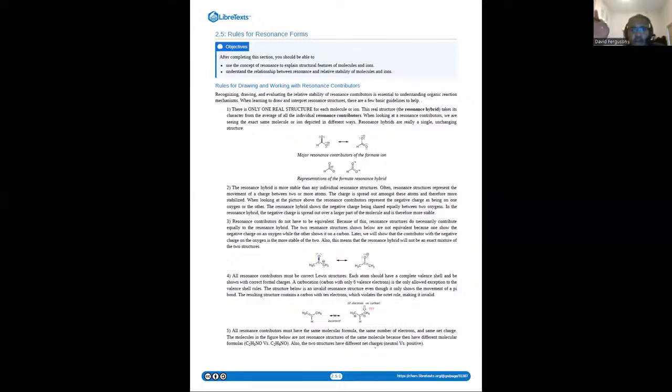Off the bat, the concept of resonance points to the fact that electrons are delocalized. And it points to the fact that Lewis dot structures don't give us the best qualitative description of the arrangement of electrons in a molecule or ion. So that's an overarching, general answer to that first objective. And then the second objective says to understand the relationship between resonance and relative stability.